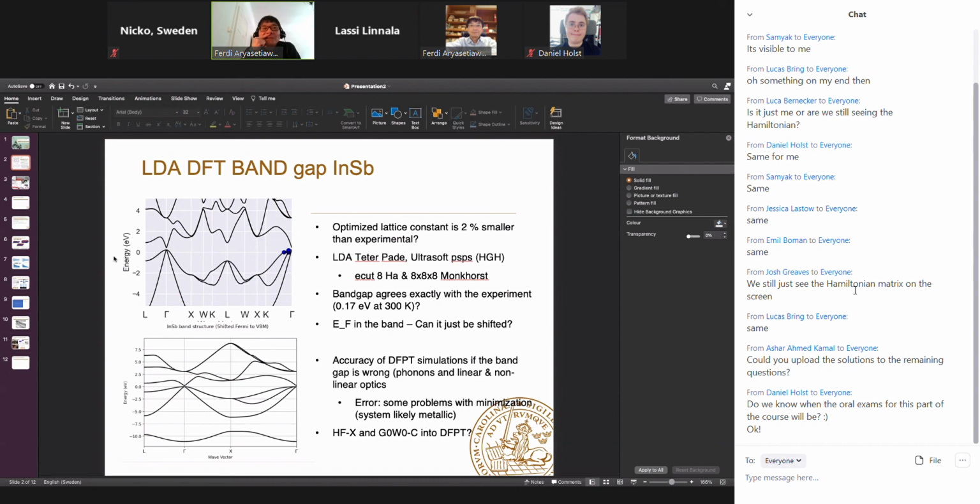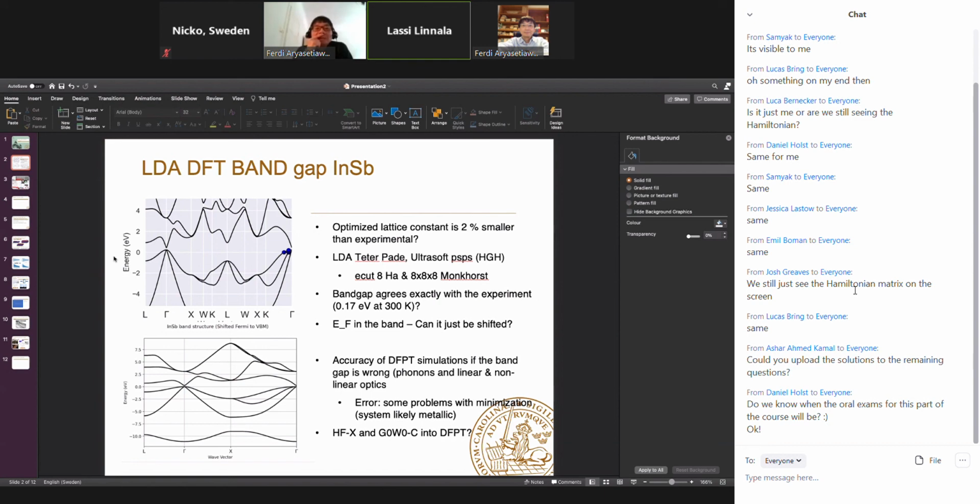It is very small, though. The gap is only 0.17. So that could be a computational error. But you use quite a lot of k-points, 8 by 8, so that should be accurate enough, I think. But it's not an absolute thing to say that generally LDA underestimates the band gap.